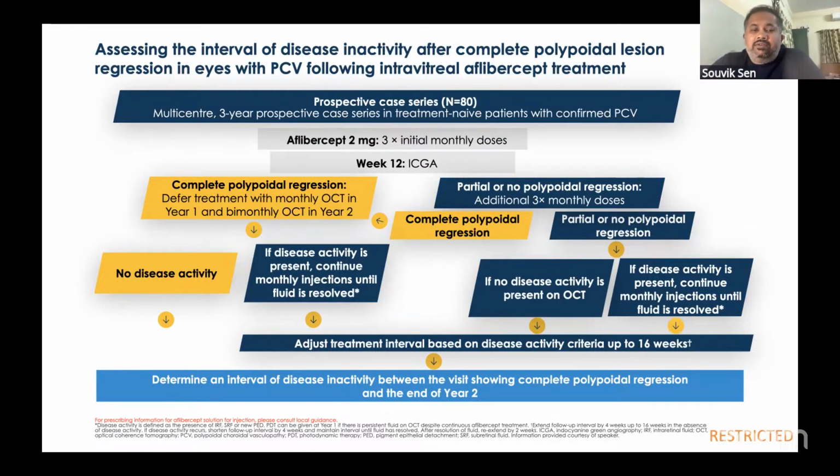So if we choose to extend treatment, the maximum interval that we're looking at over this period is up to 16 weeks. And what we're aiming for is not just reduction of activity but complete cessation of activity. We want polypoidal regression also.